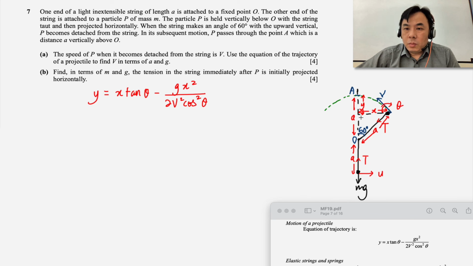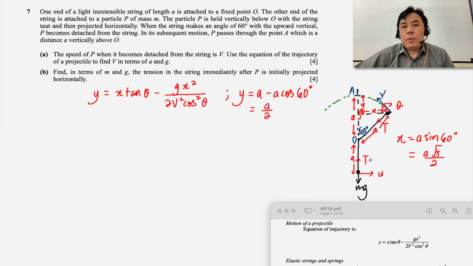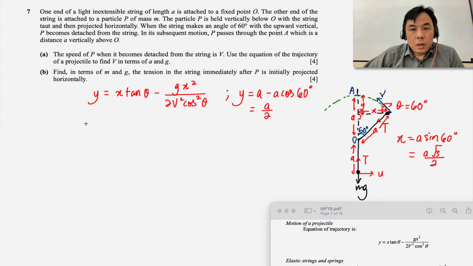First of all, by looking at this right-angled triangle, we can find that x, the horizontal displacement, is given by a sin 60, which is the same as a√3/2. And for y, you can see that it is the entire length a subtract off a cos 60, using the right-angled triangle again. We know that a cos 60 is actually a half, therefore y is a/2. So we have successfully obtained the value for y and for the horizontal displacement. And we know the angle theta here is 60 degrees. Now all we need to do is just plug and play. Hopefully it will play well in this case.